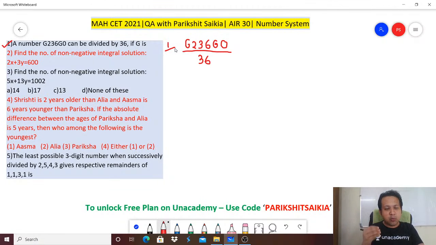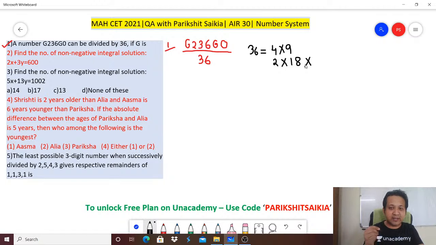Now recall, what is the divisibility rule of any composite number? You break the number into two parts. How will you break it? 36 can be written as 4 into 9. Someone might be thinking, you can also write it as 2 into 18. But the second one is incorrect. Why? Because whenever you break the number, you need to break it in such a way that the numbers do not have any common factors.